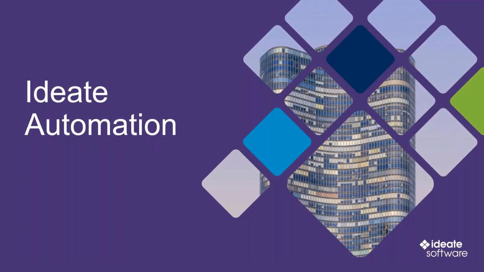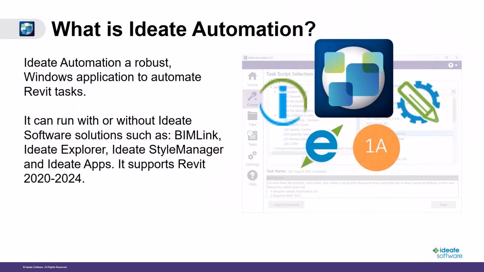Okay, Ideate Automation. It is a robust Windows application allowing you to automate Revit tasks. It can be run either with or without Ideate software solutions. We have a whole series of tasks that can be run where you don't need any Ideate software. But today we're going to be talking about using Ideate Automation with Ideate BIMLink to basically define your sheet set. So that's a way that you can use some of the applications.